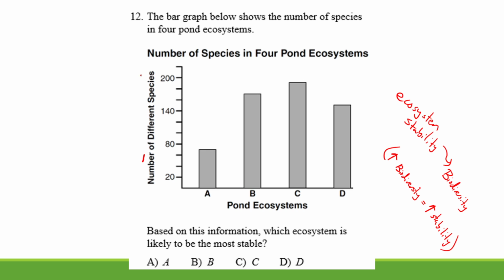Biodiversity is based on the number of different species that exist, so if we have one with the most species that exist together, that's going to be the one that is the most stable of our bunch.